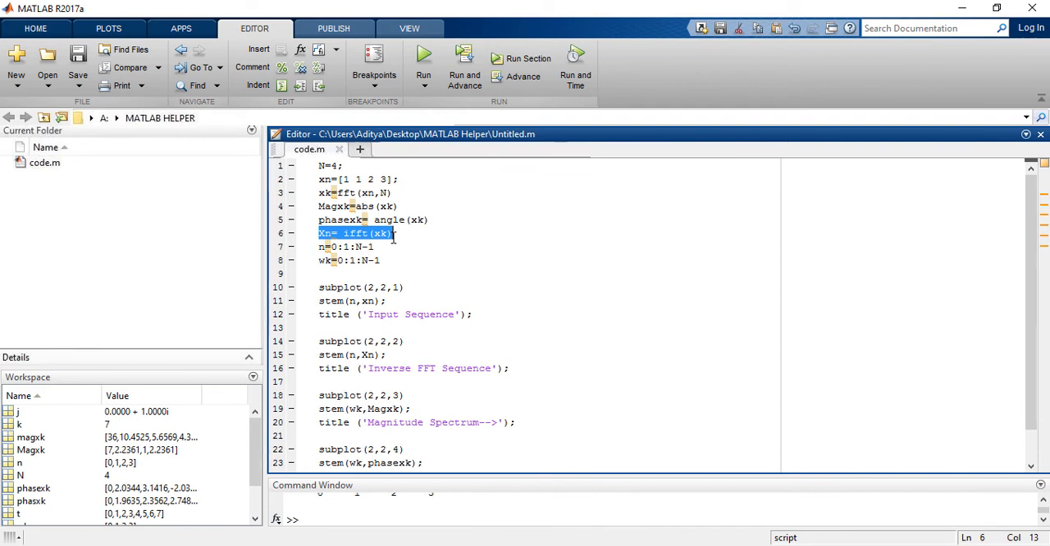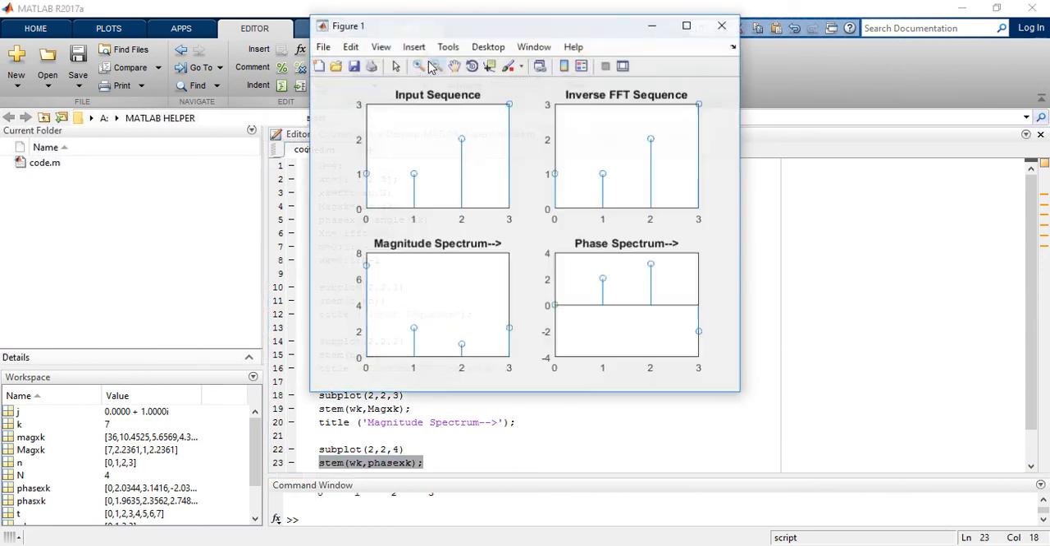We stem plot n, xn, our input sequence, and n, capital Xn as our inverse FFT. Then we plot wk, magnitude and wk, phase, where we have already defined wk as 0 to N minus 1, and we get the output. Here we see the input sequence, FFT of the sequence, that is magnitude and phase plots. Also we see the inverse FFT, and we notice the inverse FFT is the same as the input sequence.